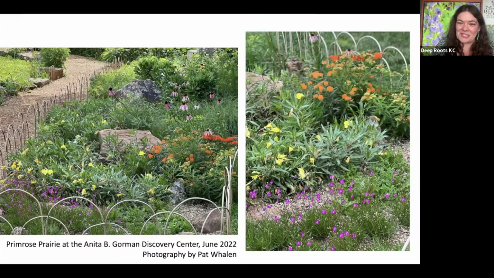And here's what the garden looks like now. This is my baby, my pride and joy, Primrose Prairie. And this was the year after it was planted. So going into 24, we will be entering our third full growing season. This picture was taken by Pat Whalen, one of our naturalists here at the center. He's also an artist himself, a great photographer, and he snapped some great pictures of this garden for me. So I hope you'll come back to the center at the end of May or beginning of June to see how the garden looks this year.